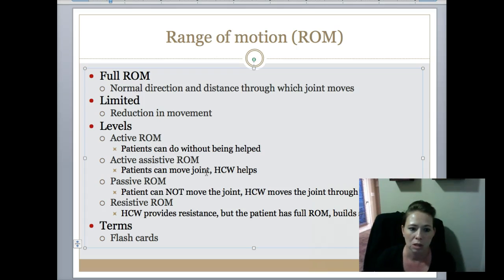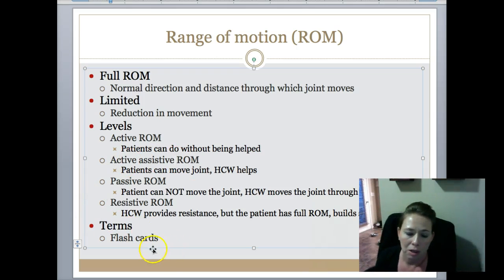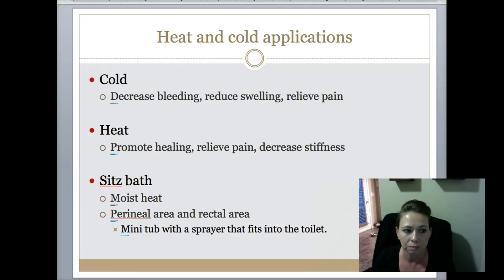Also in this module, there's a lot of terms that they go over. Just a reminder for you to learn those terms. Make sure you make some flashcards, write it down, take notes, whatever you do, so you can memorize those terms.